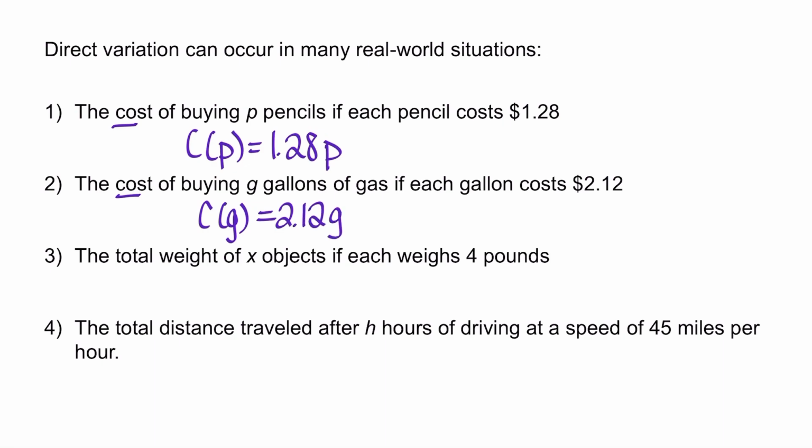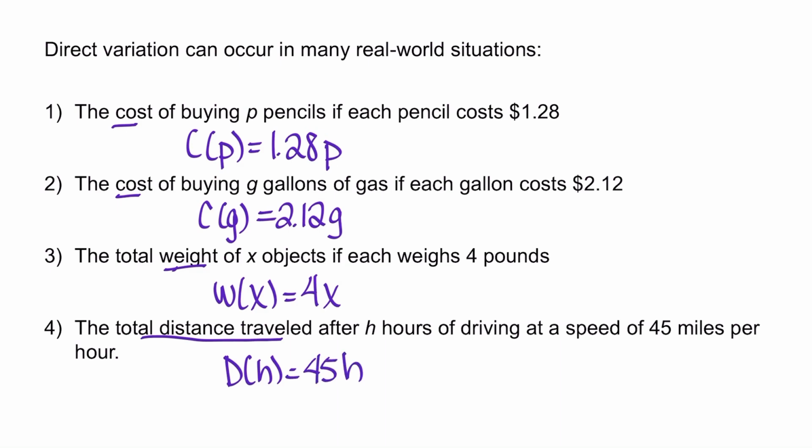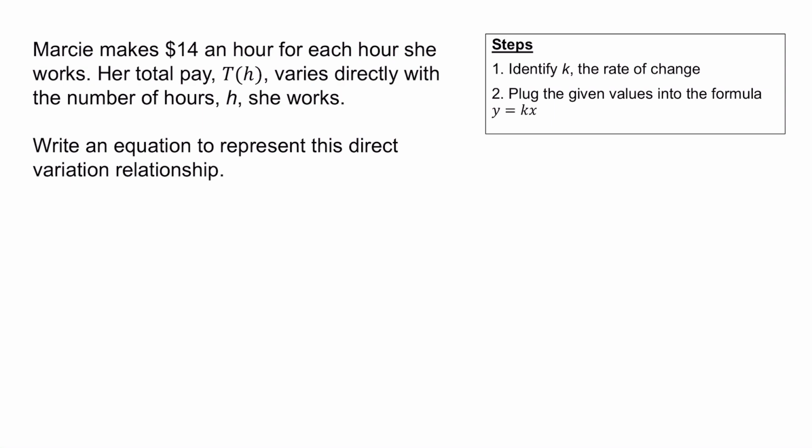For the total weight of X objects, if each object weighs 4 pounds, we can write a function that says W of X equals 4X. If we're talking about the total distance traveled after H hours of driving at a speed of 45 miles per hour, we can say that D of H equals 45H. So you can see there are a lot of different situations that we can model using direct variation equations. So let's look at some examples.